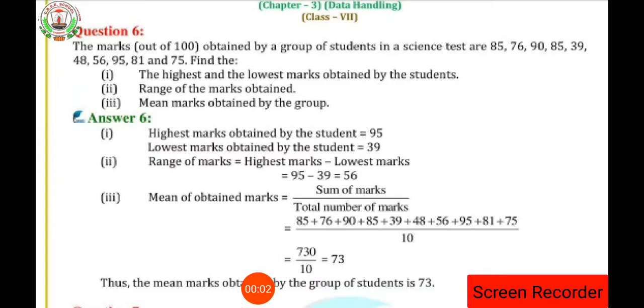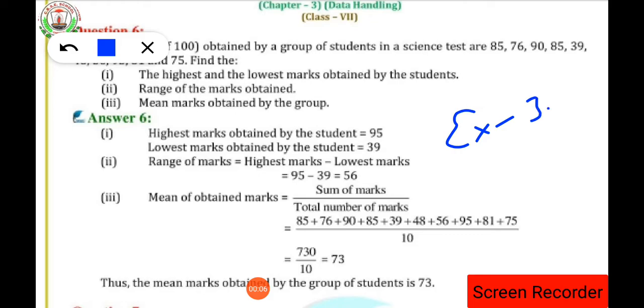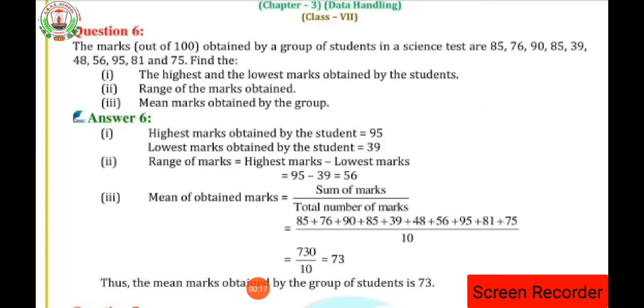Everyone, today we are going to see exercise 3.1 from chapter number 3, data handling. In the previous video we had already completed question number 1 to 5. Now we are going to see question number 6 from exercise 3.1. Exercise 3.1 is totally based on the arithmetic mean. In question number 6, 7, 8 and 9, again we have to find the arithmetic mean itself.